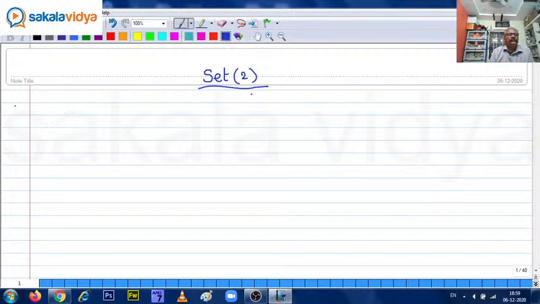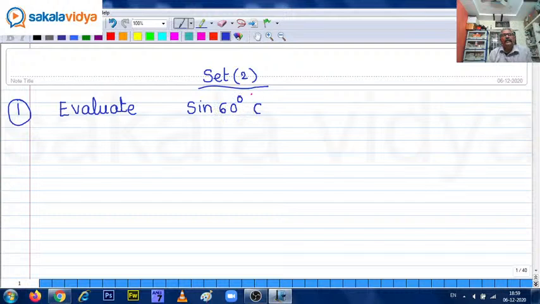First question. Evaluate sine 60 degrees cos 30 plus sine 30 cos 60. Anybody, what is the answer? Evaluate sine 60 degrees cos 30 plus sine 30 cos 60.